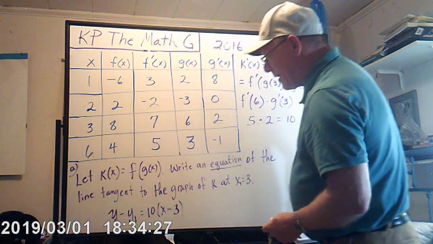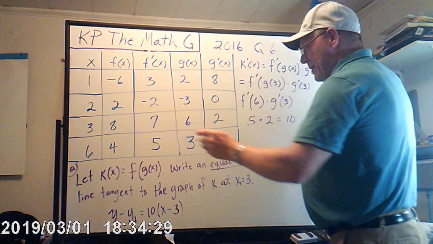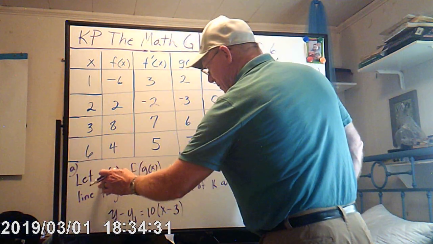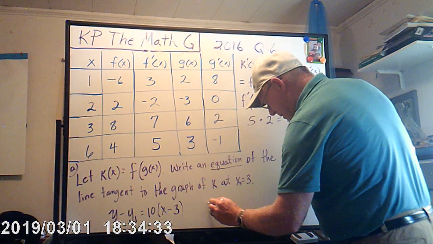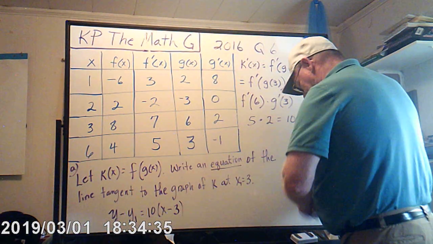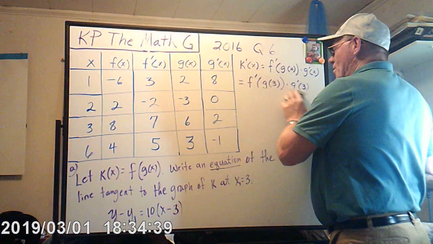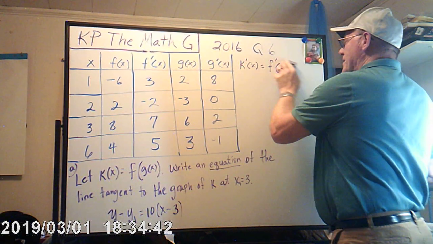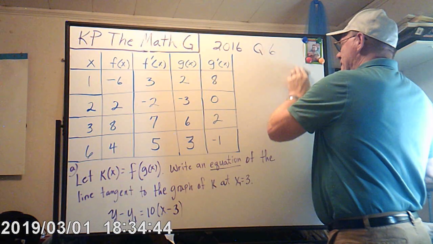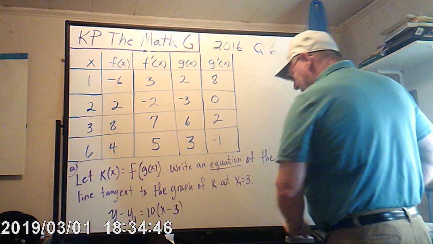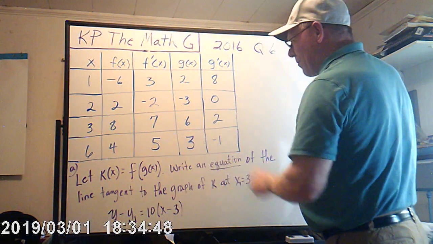Now all we need is y1. Well, okay, I know that k at 3, let's erase this. Alright, I got my slope. That's what I found. I almost forgot to do the equation of the line, of all things. And that's good that we found the slope, but now we got to find the y1.